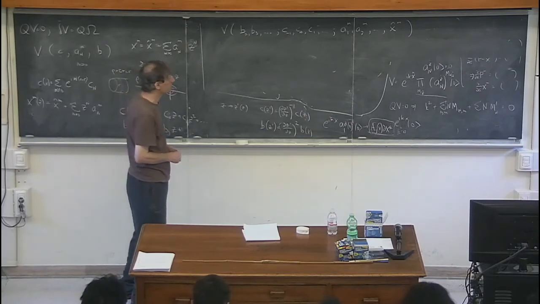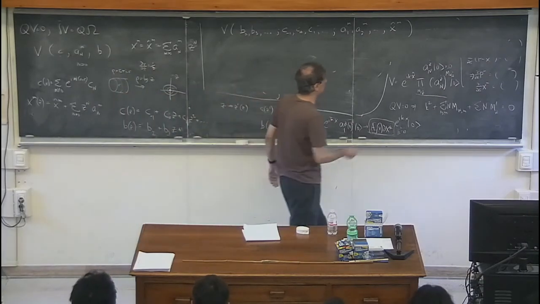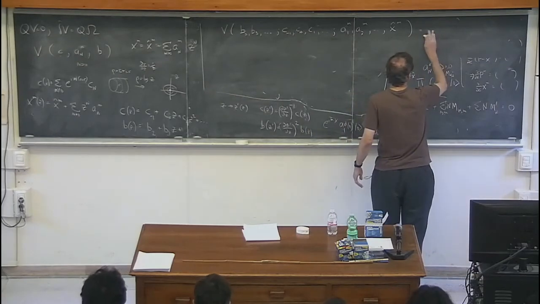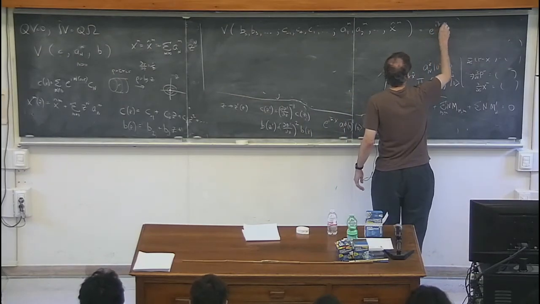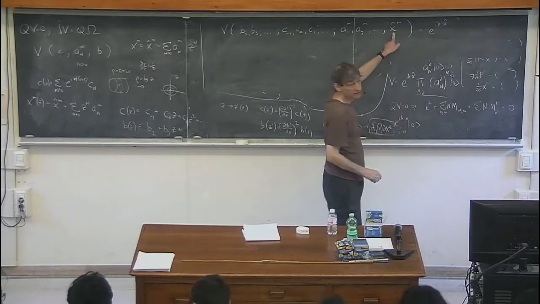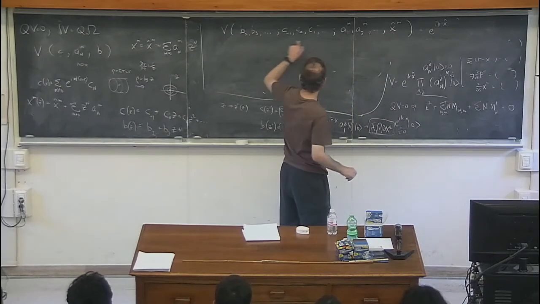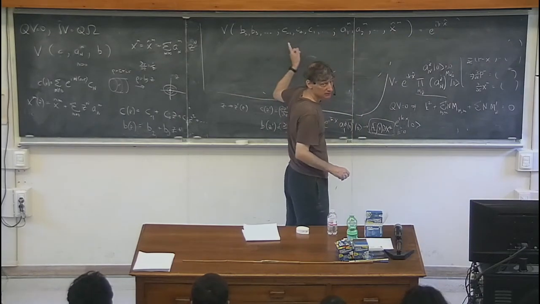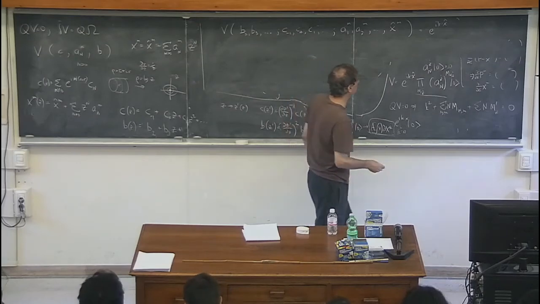Okay, so let's write some generic states. For example, we have e to the i k dot x hat. So that's the x hat dependence. But now you can construct states out of these things here. There are lots of things you can construct. For example, you can construct this one, obviously.